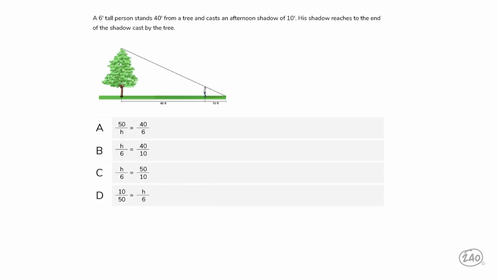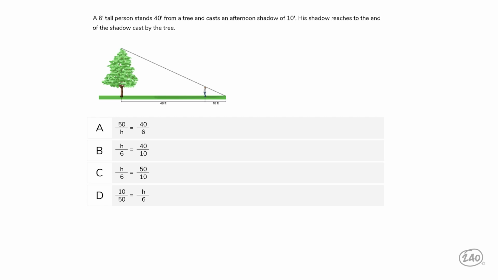Next stop on the math train is similar shapes. A 6-foot tall person stands 40 feet from a tree and casts an afternoon shadow of 10 feet. His shadow reaches to the end of the shadow cast by the tree. Since we know the length of both shadows, we can build half of our proportion. The man's shadow was 10 feet long and the tree's shadow was 40 feet long.